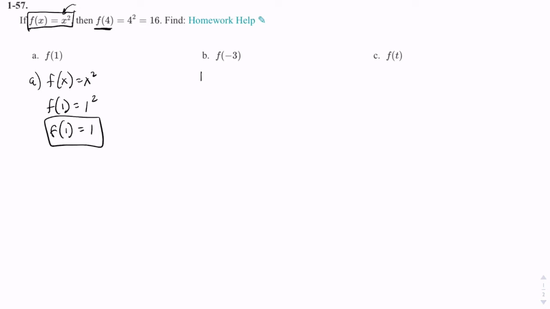Okay, so for b, we have f of x equals x squared. f of negative 3 equals. Now, when I have negatives, I need the parentheses there, right? Because x is negative 3. So f of negative 3 equals negative 3 times negative 3, which is positive 9.